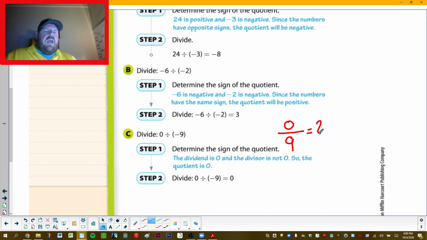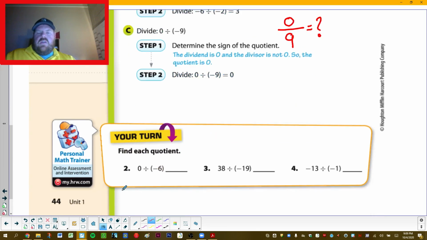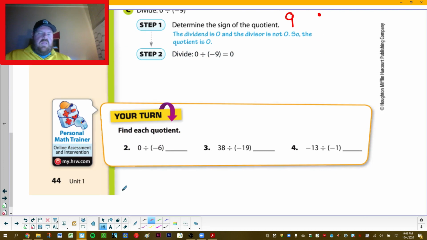0 divided by 9 equals what? So 9 times what gives me 0? There's only one option. 9 times 0 has to give me 0. So when 0's in the numerator, or the first number when it's written out that way, we get 0. Okay, let's look at a couple examples here. First off, 0 divided by anything is going to give me 0.